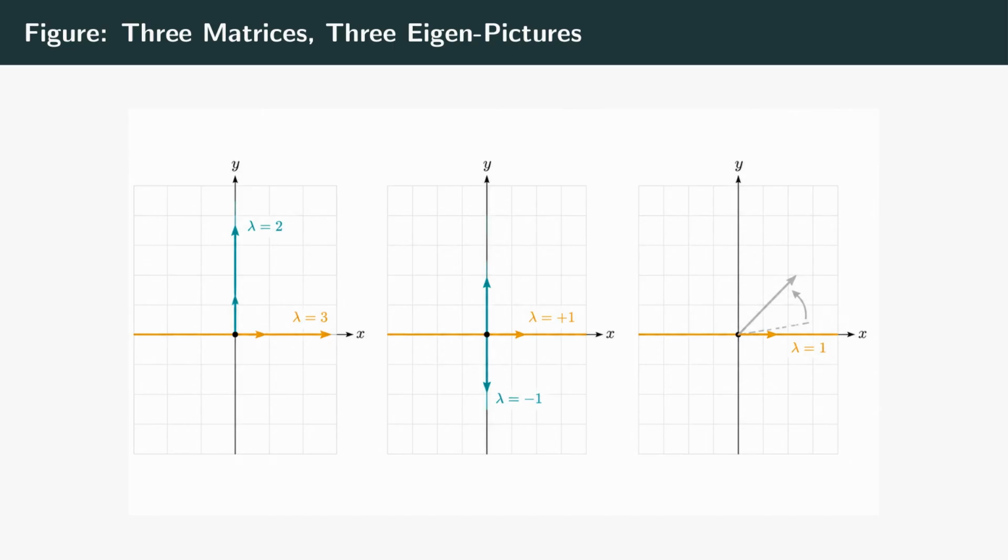On the right is the shear, the stingy one. It has only a single eigenline, the x-axis, with eigenvalue 1, and we show a faint generic vector getting tilted off its line by the shear to remind you that no second eigendirection exists. Three matrices, three very different eigenportraits. Reading a matrix by its eigenlines is like reading a face by its bones. The lines tell you what kind of motion the matrix really is.